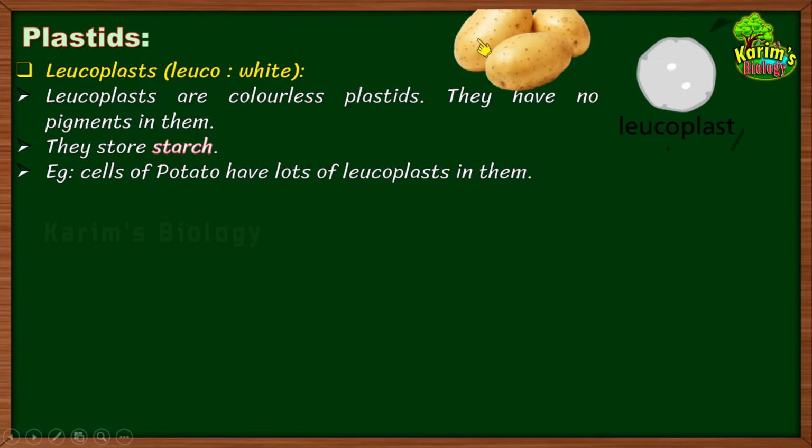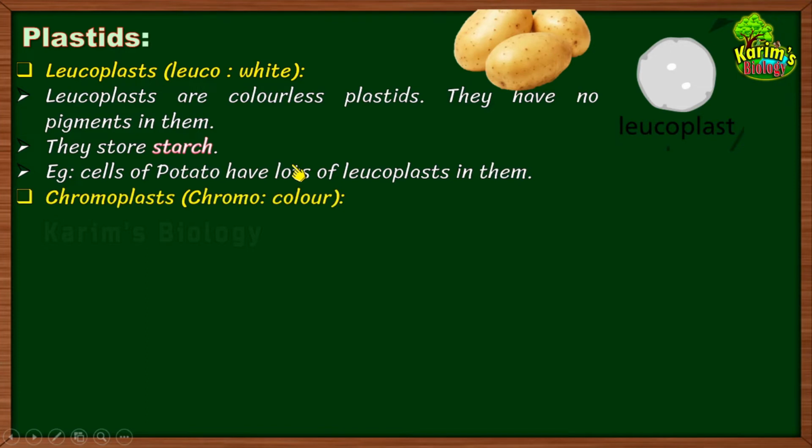For example, you see here there is a potato, and the cells of potatoes contain leucoplasts which contain this starch. Not only starch, leucoplasts can also store proteins, oils and fats. So the major function of the leucoplast is to store the food material. That's about the leucoplast.